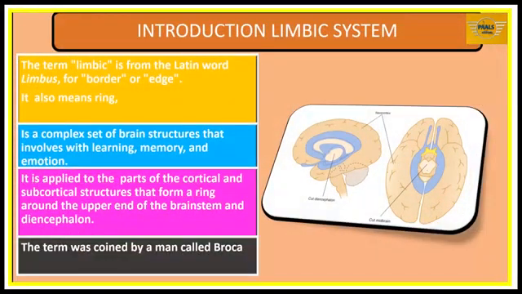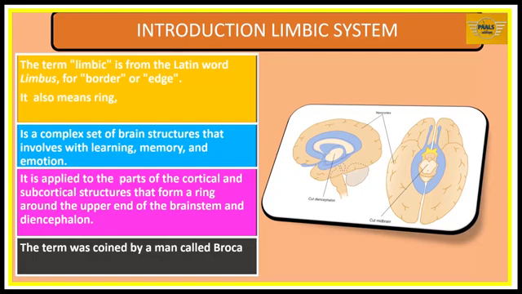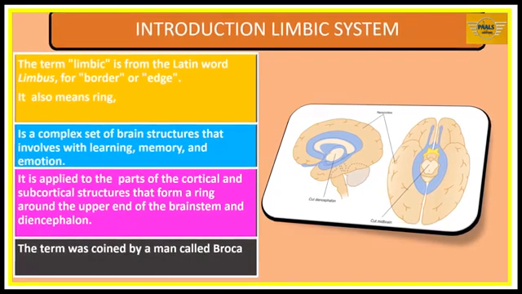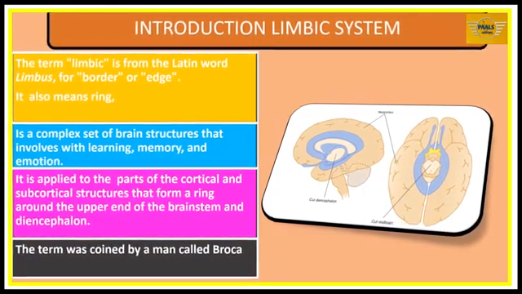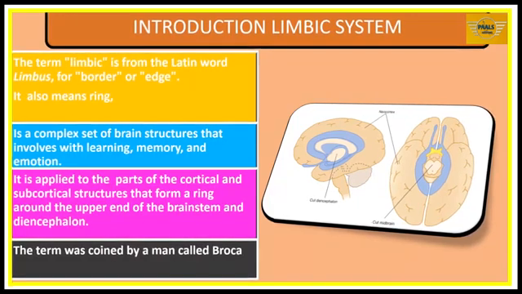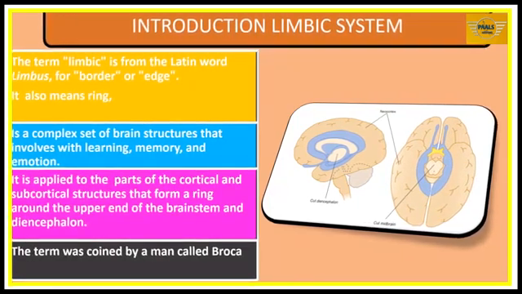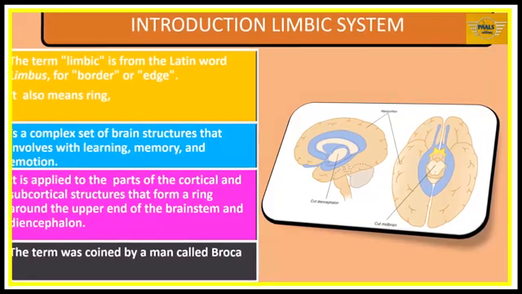The term limbic is a Latin word, limbus, that means border or edge. It also means ring. In our context today, it refers to that complex set of brain structures involved with learning, memory, and emotion. So what are these brain structures? They are cortical structures, meaning they come from the cerebrum, and also subcortical structures, meaning they come from below the cerebrum, that form a ring around the upper end of the brainstem and the diencephalon.